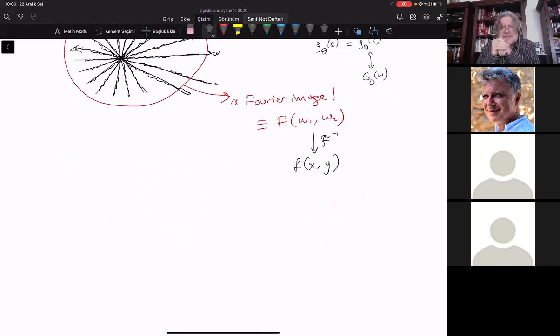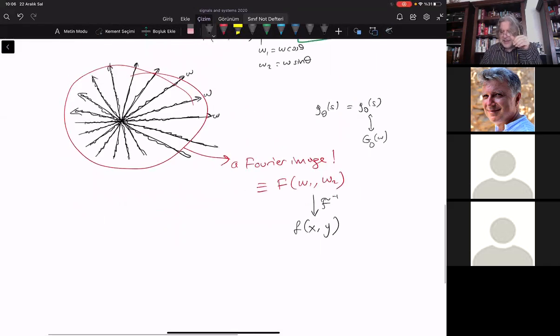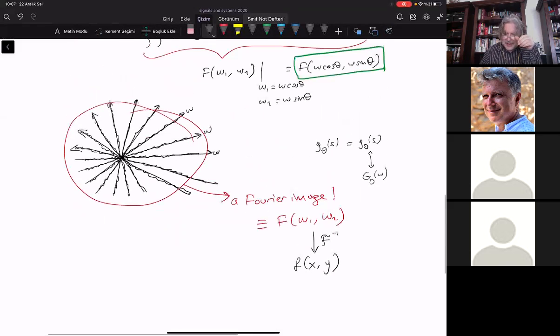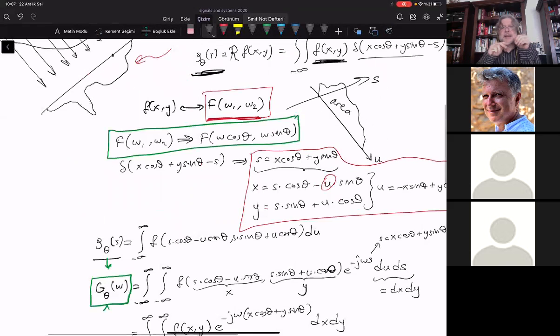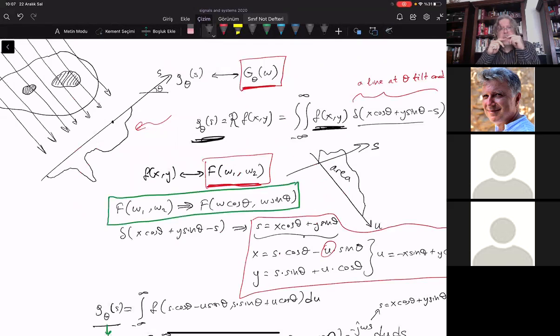Now, is that clear? Did you understand what we did? We start from this g theta of s, the one-dimensional signal for a certain theta, and then we take the Fourier transform of it, and then we painted that Fourier transform along that direction. Then we increase theta a little bit more. We take a different g theta of s. We make a different measurement.